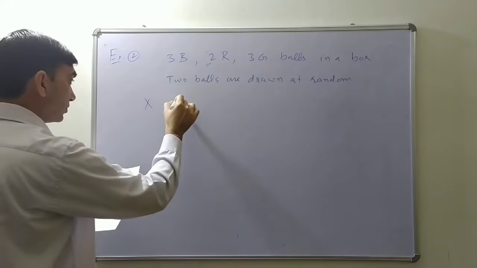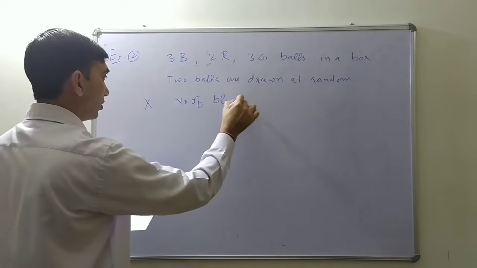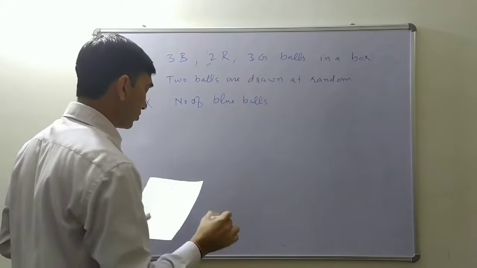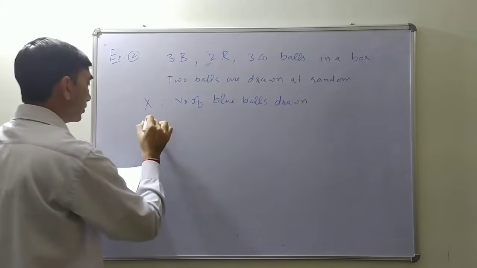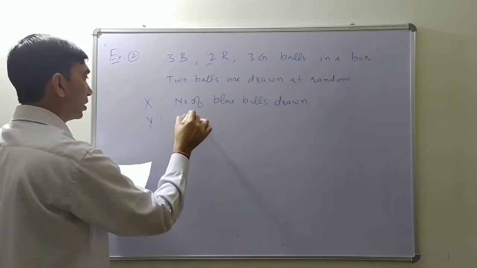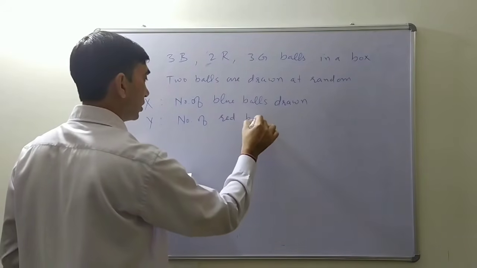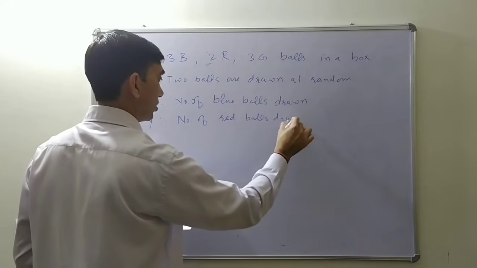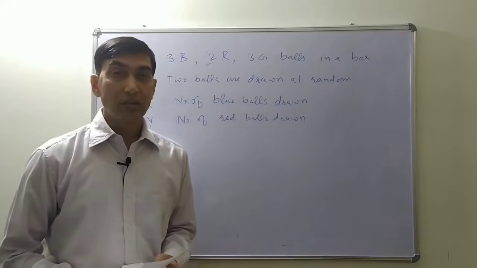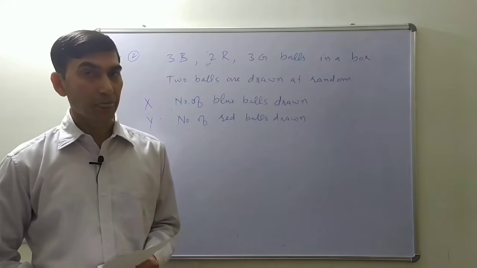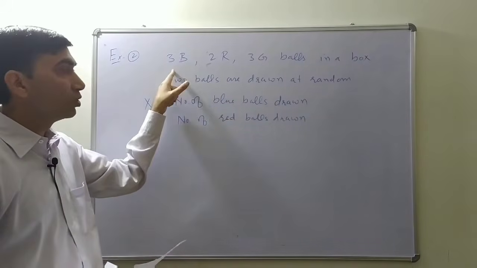Suppose x denotes the number of blue balls drawn and y denotes the number of red balls drawn. Then can you tell me what are the values taken by x and y? First think about x. How many balls are drawn? 2 balls are drawn. How many blue balls are there? 3.